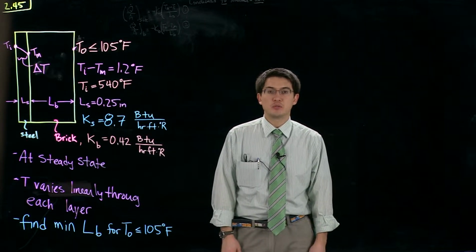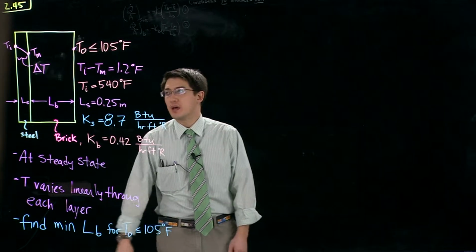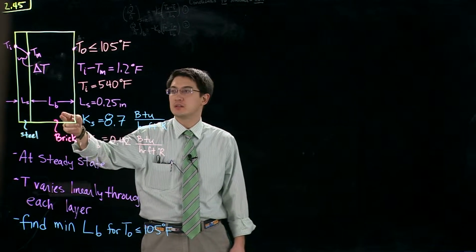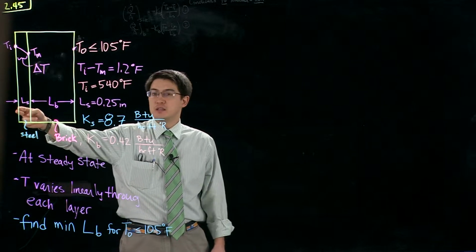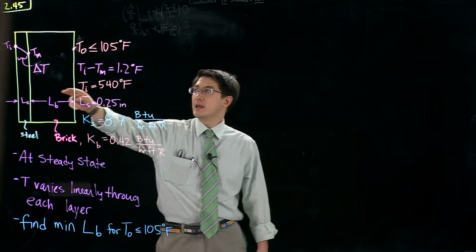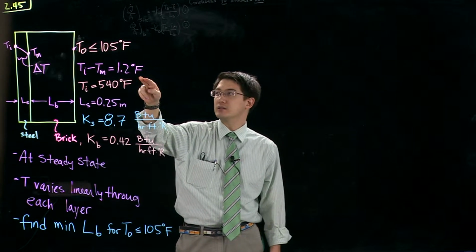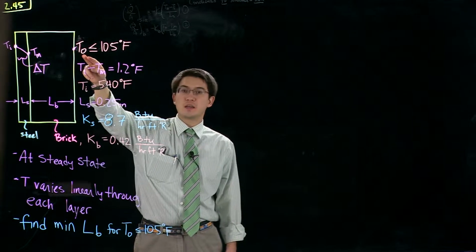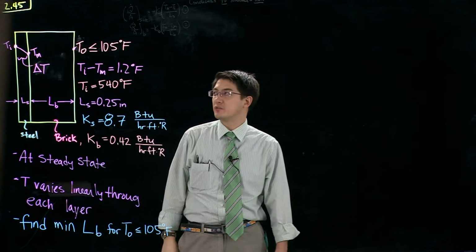This is example problem 245, chapter 245. We have a wall here that is made up of a steel plate connected to a brick wall, the interface right here. At the outer edge, we have a temperature of 540 degrees Fahrenheit. At the interface here, we are 1.2 degrees Fahrenheit less. We know that on the other side of the brick wall, we cannot exceed 105 degrees Fahrenheit.